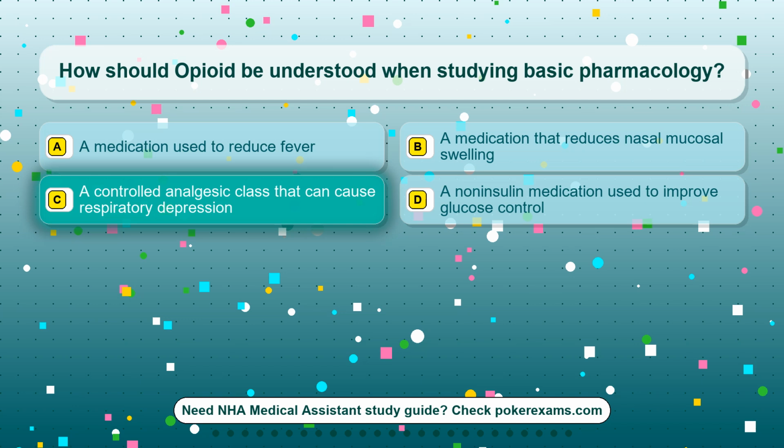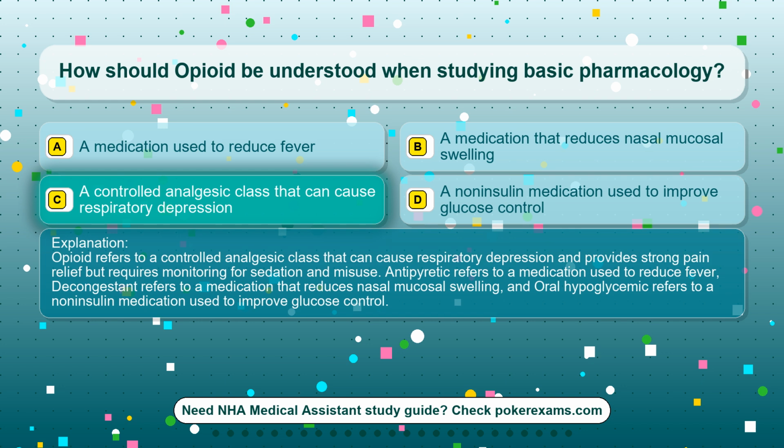The correct answer is option C. A controlled analgesic class that can cause respiratory depression. Opioid refers to a controlled analgesic class that can cause respiratory depression and provides strong pain relief but requires monitoring for sedation and misuse. Antipyretic refers to a medication used to reduce fever. Decongestant refers to a medication that reduces nasal mucosal swelling. And oral hypoglycemic refers to a non-insulin medication used to improve glucose control.